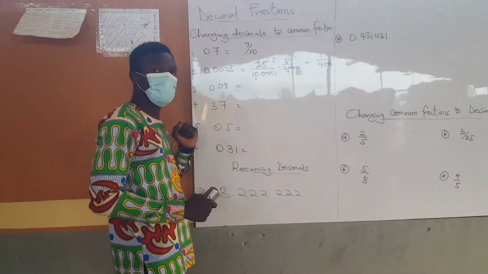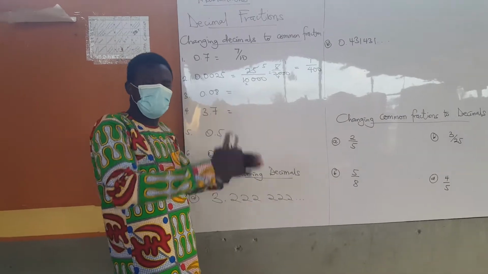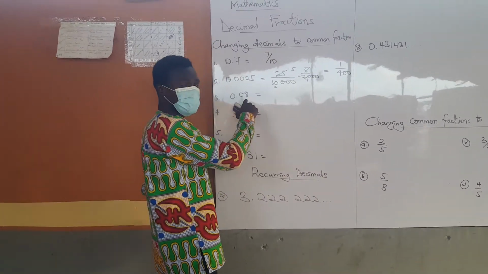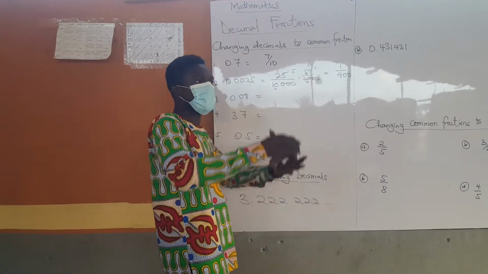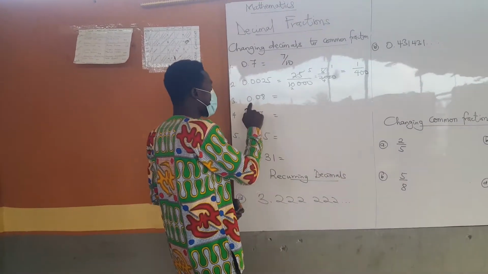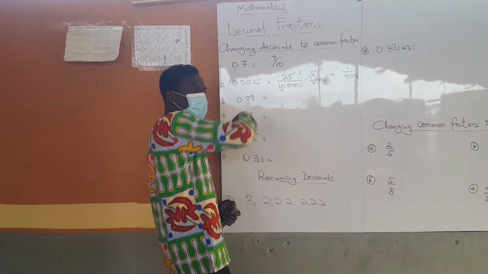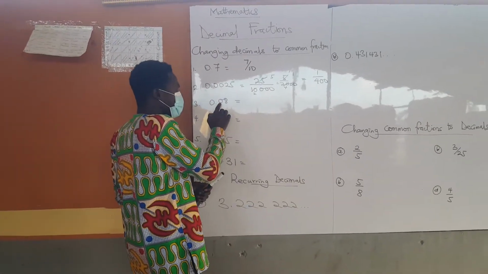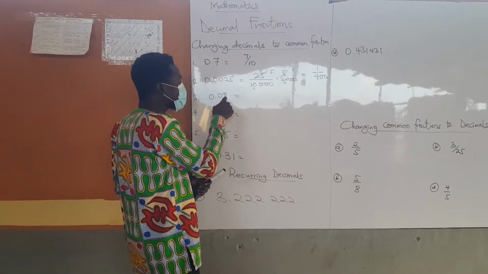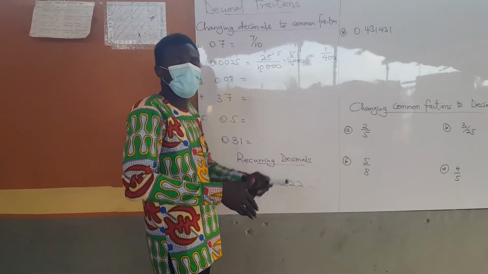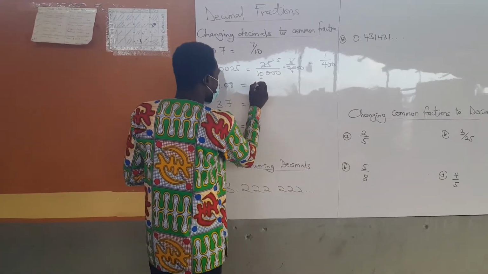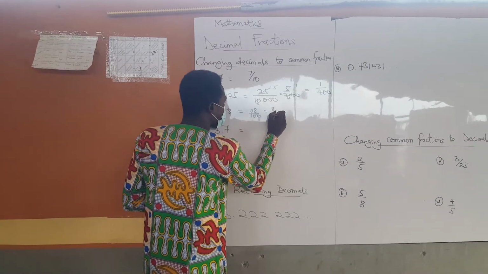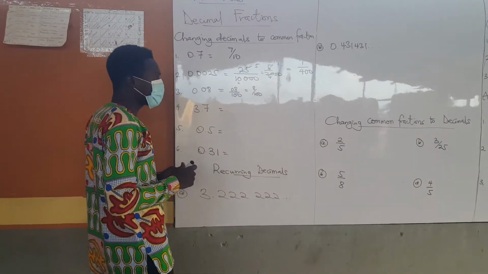When you come to number 3 too, we have to change 0.08 to common fraction. So I have 0.08. I told you that after the decimal point, we mention the numbers one after the other. So with this one, after the decimal point, the first number takes the tenths position. So we have tenths, hundredths, because it ends on hundredths. I am going to write this as 08 over 100. And 08, we all know that is the same as 8. So 8 over 100.